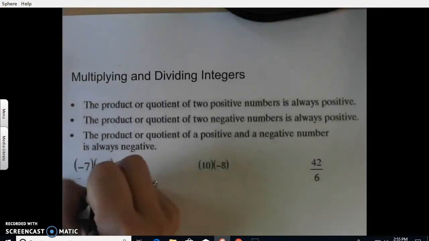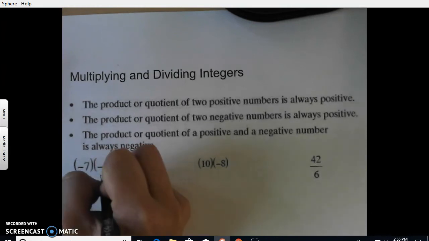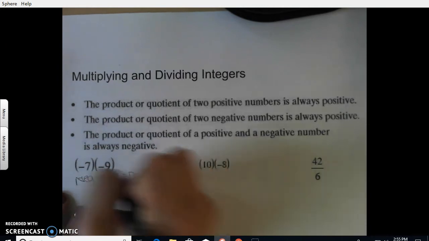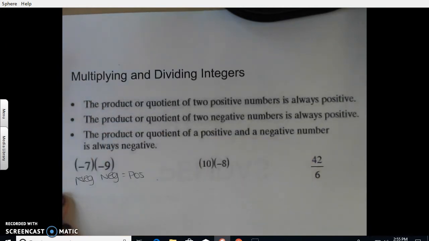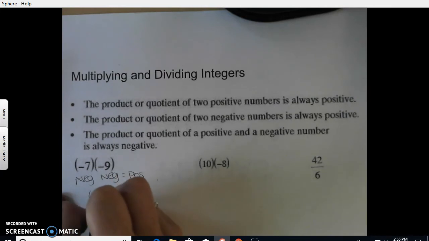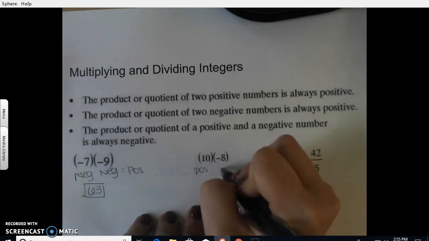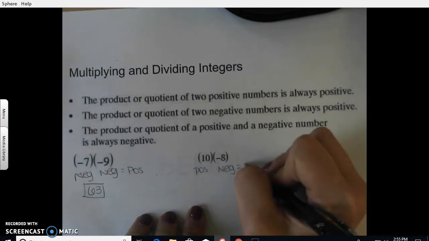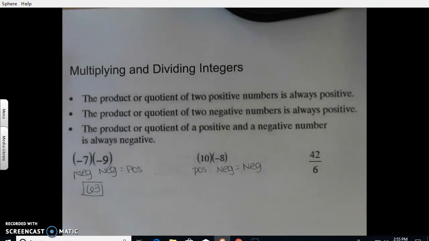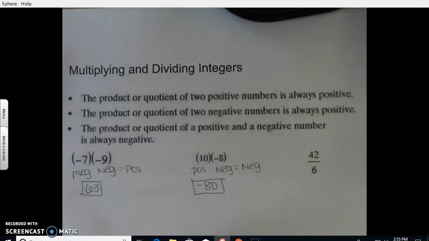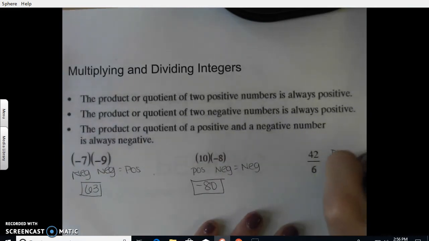So we have a negative and a negative, which is going to be a positive. So -7 times -9 is positive 63. We have a positive and a negative, which is going to be a negative. 10 times -8 is -80. And then we have a positive divided by a positive, which is a positive. 42 divided by 6 is 7.